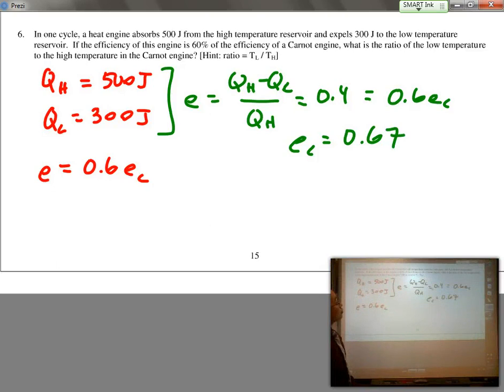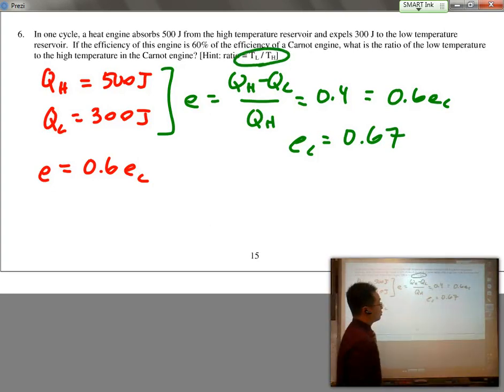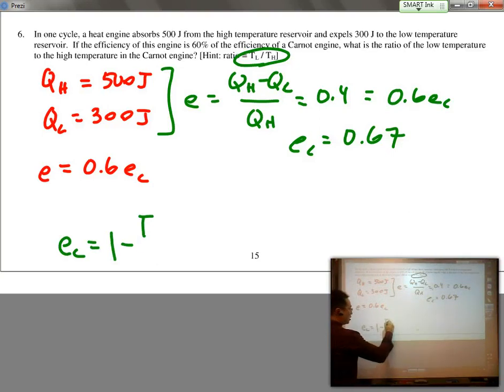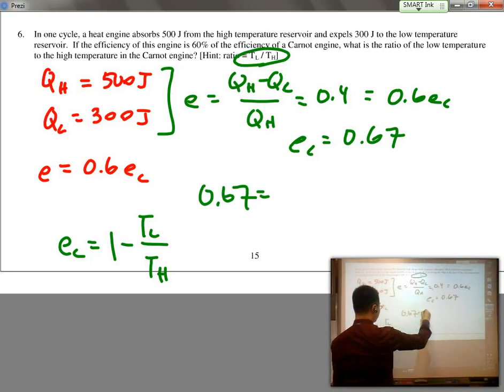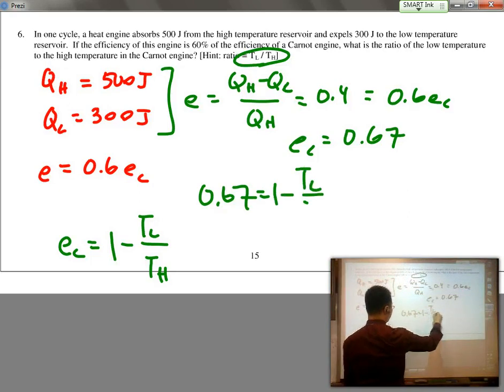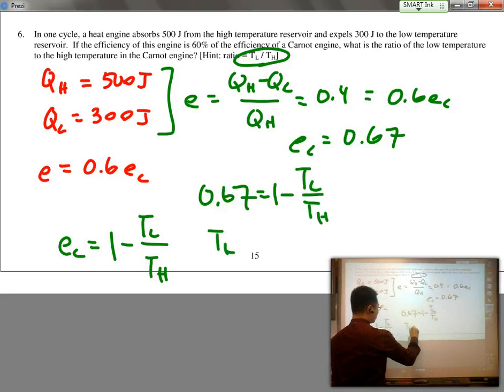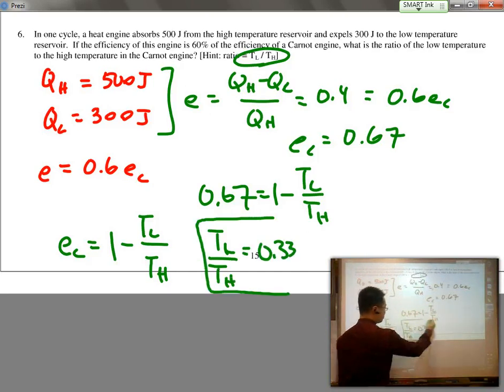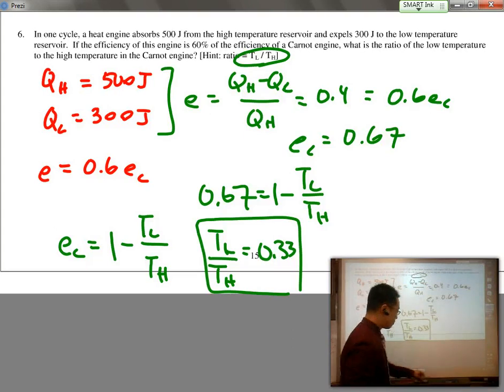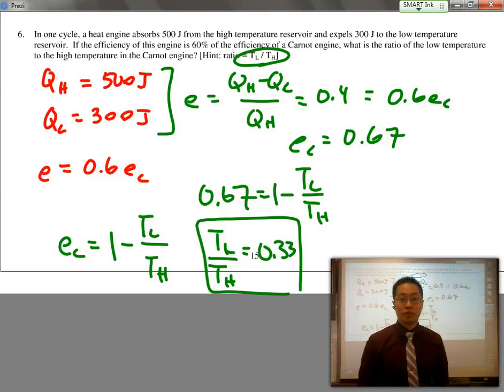They ask us, what is the ratio of the low temperature to the high temperature? In other words, what's TL divided by TH equal to? So if EC is equal to 1 minus TL over TH, or hot, cold over hot, then we end up with 0.67 equals 1 minus TL over TH. So the ratio itself would equal 0.33. Okay? And that's one way of combining the efficiency formula, the actual efficiency formula, with Carnot efficiency.